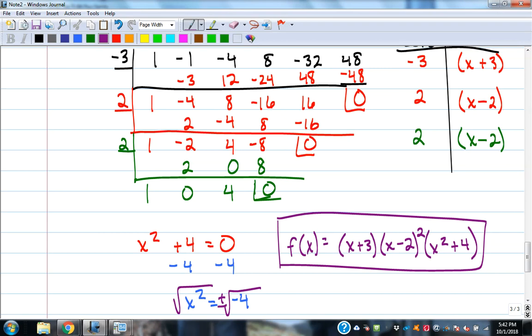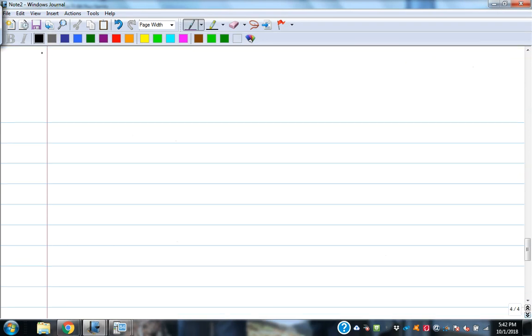Let's look at one more here that's got complex solutions involved so that you've seen that and go from there. So let's try this one.